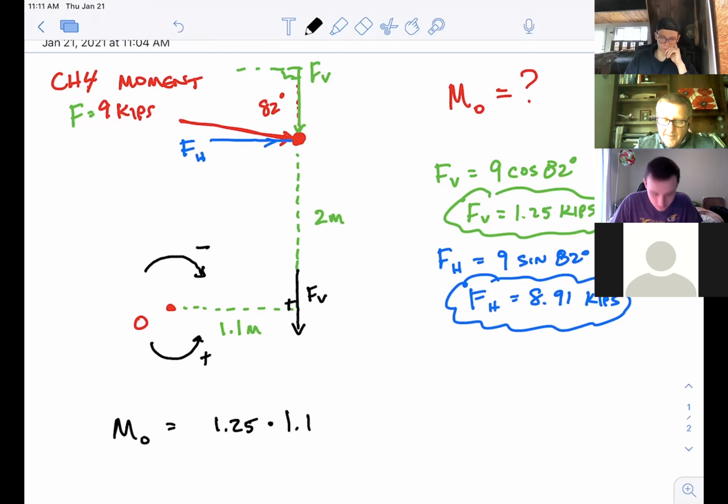And that is a negative rotation. I can see now that I put it down there, it's causing rotation in this direction around point O. And so we call that negative. So I'm going to call it negative.